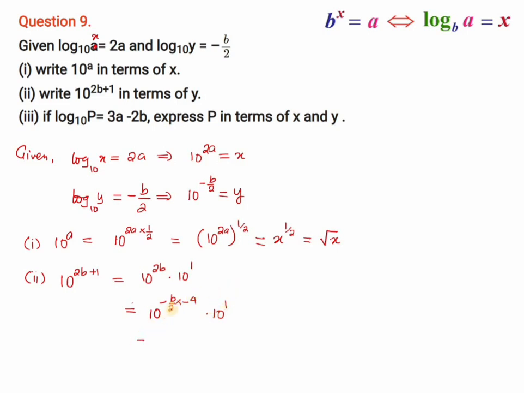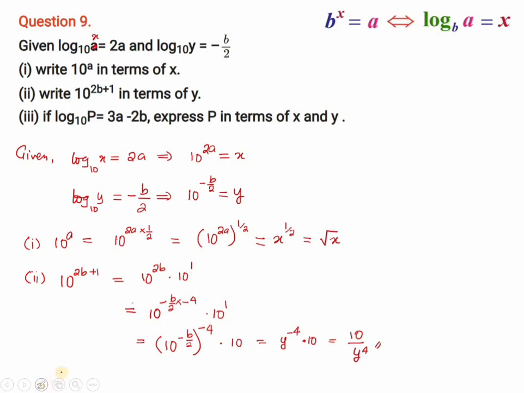Okay, so then this can be written as 10 to the power minus b by 2 whole to the power minus 4. This into can be written outside. Into we have 10 to the power 1, which is 10. Now tell me how much is this? 10 to the power minus b by 2 is y, right? So this is equal to y to the power minus 4 into 10. So then when you take this to the denominator, it becomes 10 by y to the power 4. So this is the answer for the second part.